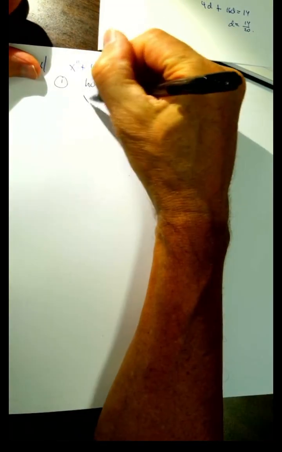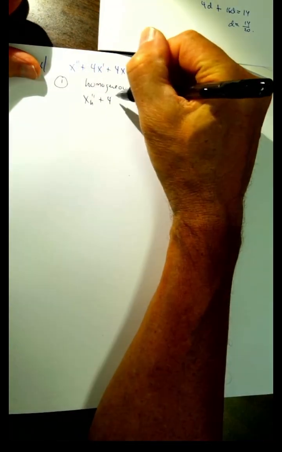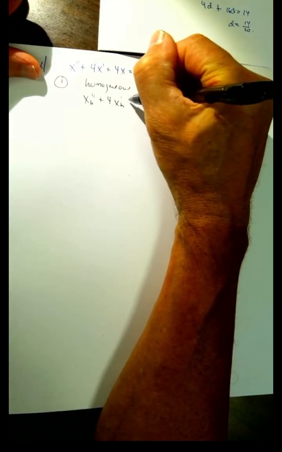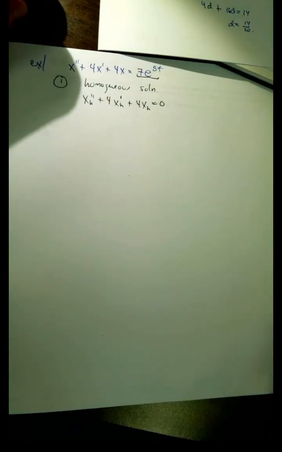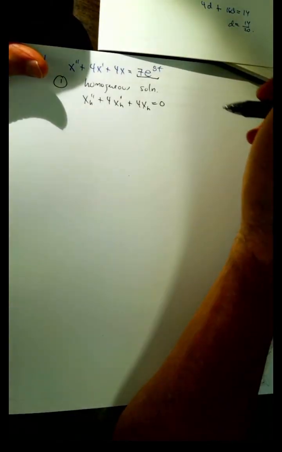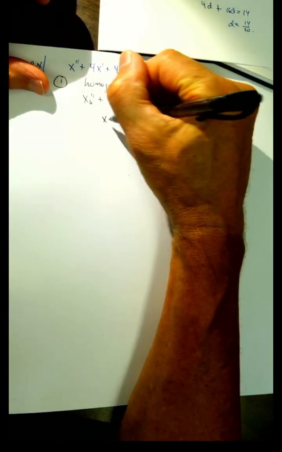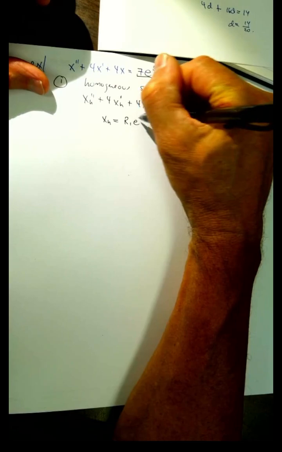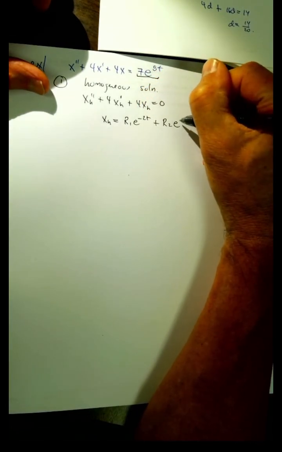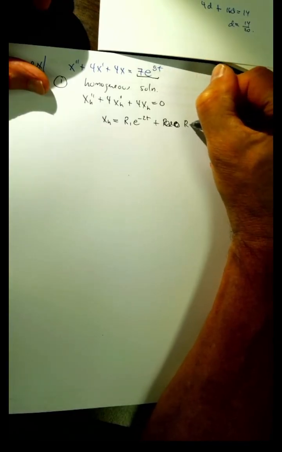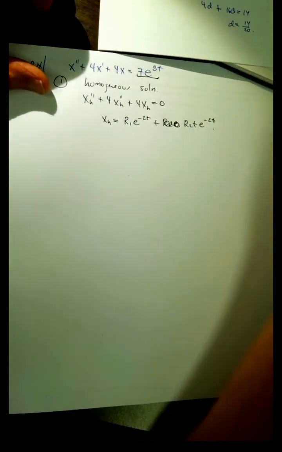So for the homogeneous solution, we look at x double prime plus 4x prime plus 4x is equal to 0. Right, so we look at the case when the function on the right-hand side is 0. So now this is homogeneous. And this is the exact same thing we saw in the previous video. And in that video we showed that this solution looks like r1 e to the minus 2t plus r2 t e to the minus 2t.